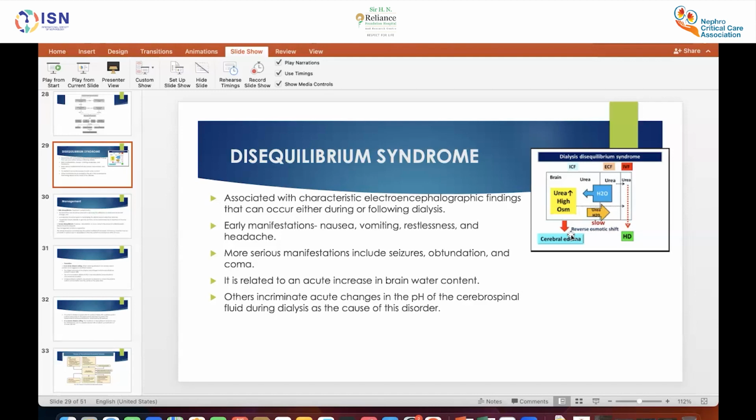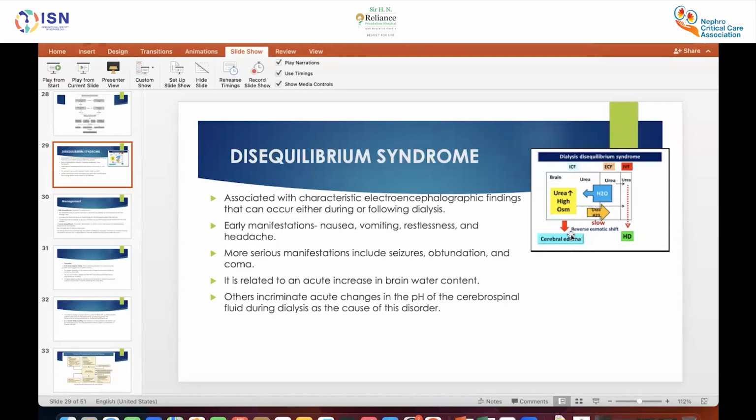The other way will be to reduce the clearance of urea or the small solutes rapidly. So how to do that? One is you keep the blood flow very low. That's why, in the initial period when we start the dialysis, we give a blood flow rate of around 140, 150, 175. That is the reason: you are taking out the urea not rapidly but slowly, and you shorten the duration of dialysis.